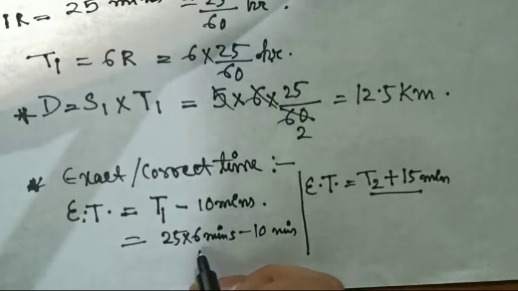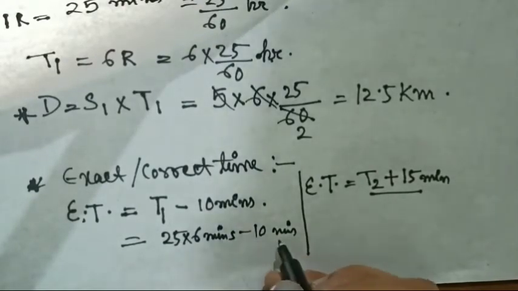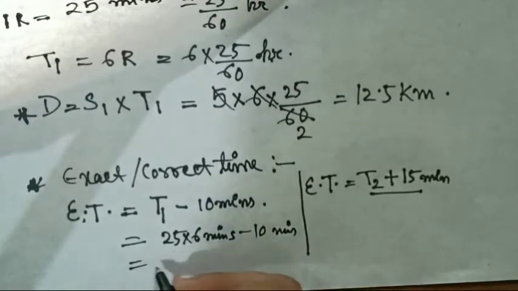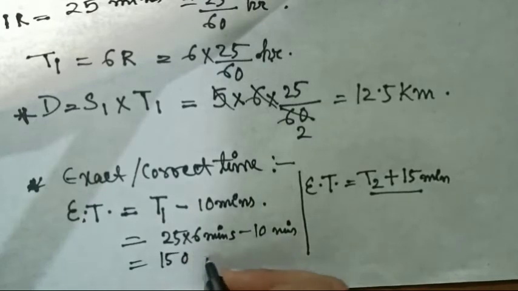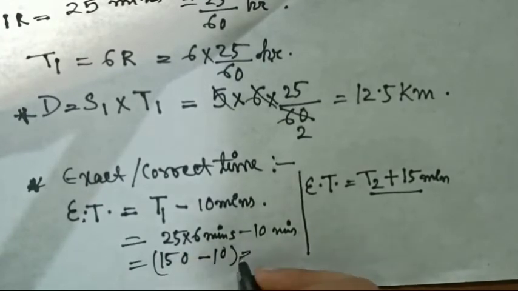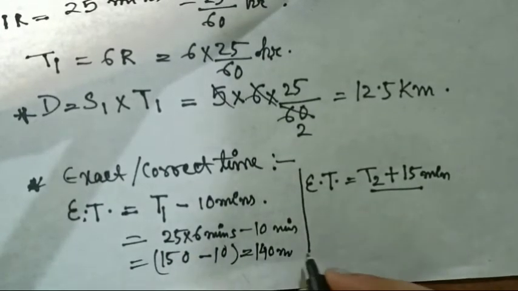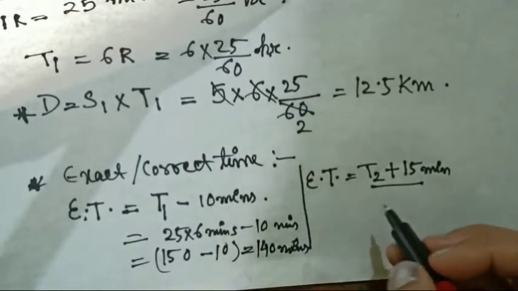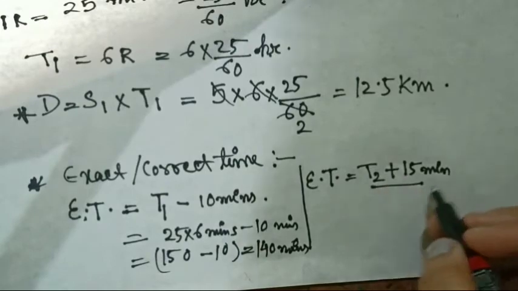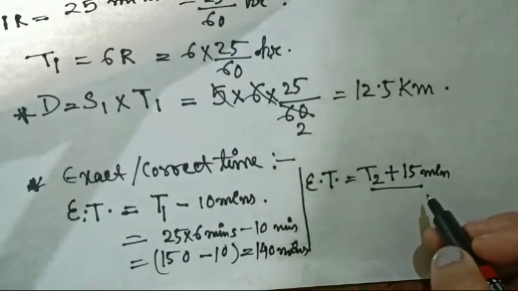We had divided by 60 to make it hours, but let me keep this in minutes to get a convenient answer. So this is 6, 5, 30 and 150. 150 minus 10, that is 140 minutes. Alright, this is 140 minutes. Next, if you are using T2, then you can add that 15 minutes to get the exact time.